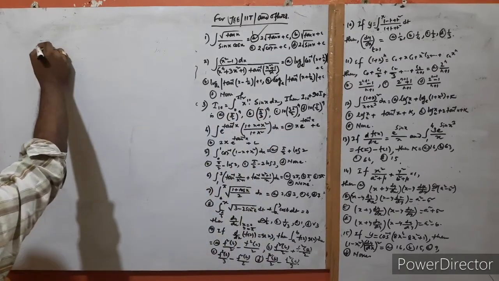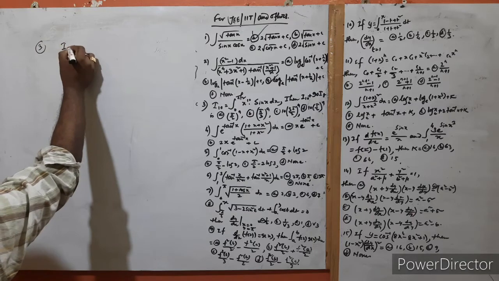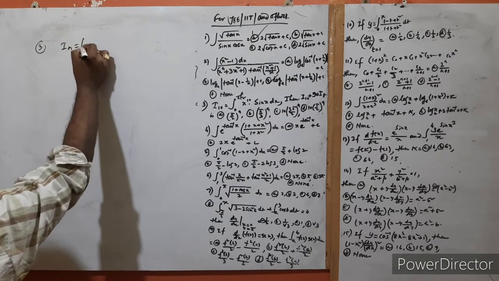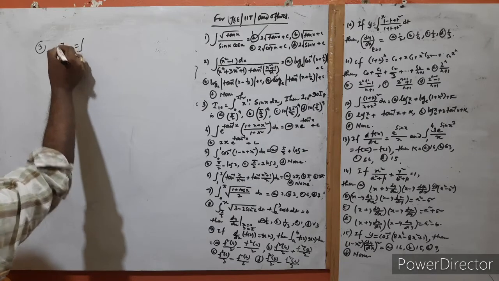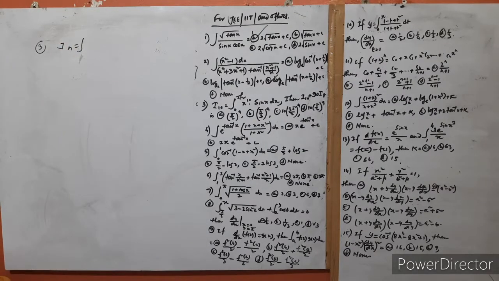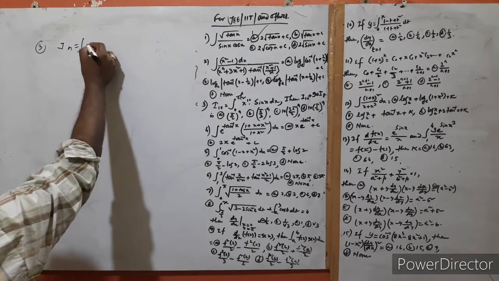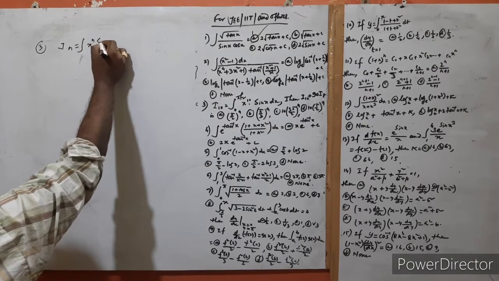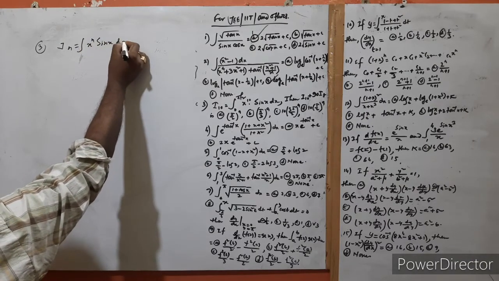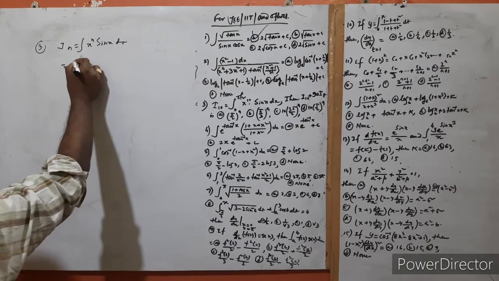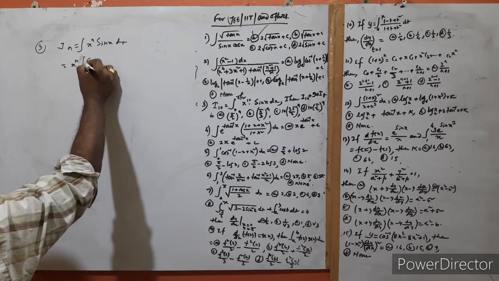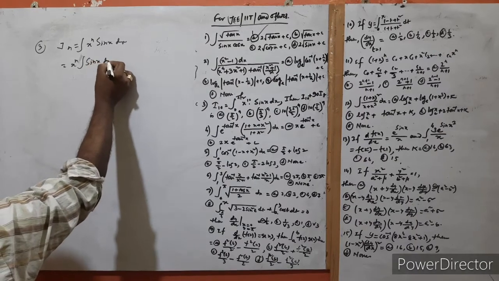So now I divide by n, and this is 0 to pi by 2, no, without limit. So that's why we noted J_n without limit. Now this is the integral of x to the power n sin x dx. So this is the integration by u into v method, where u is x to the power n and v is sin x dx.